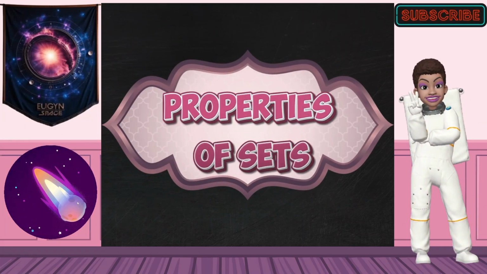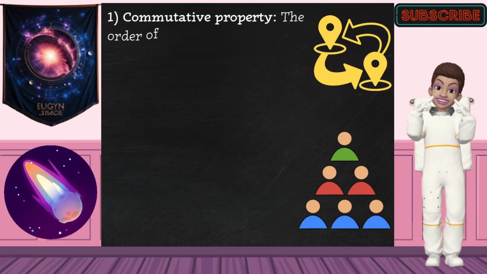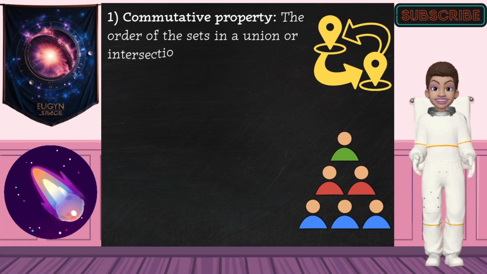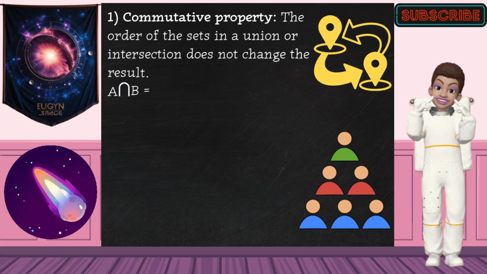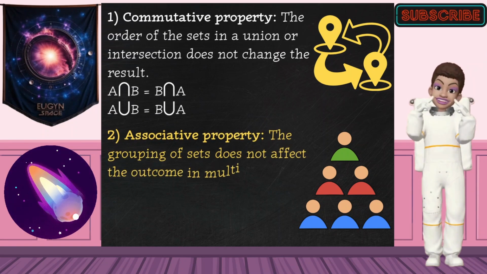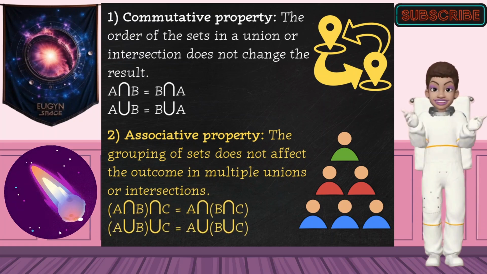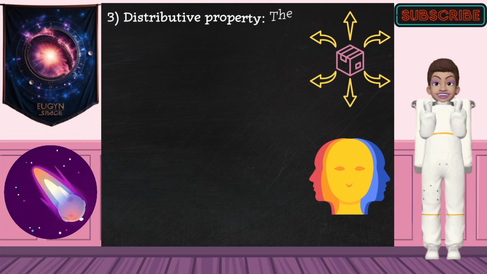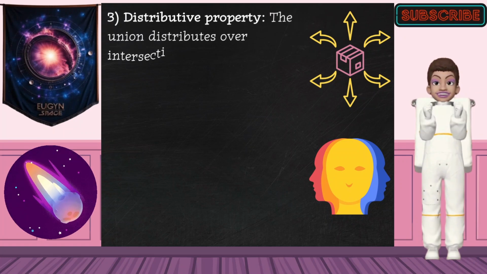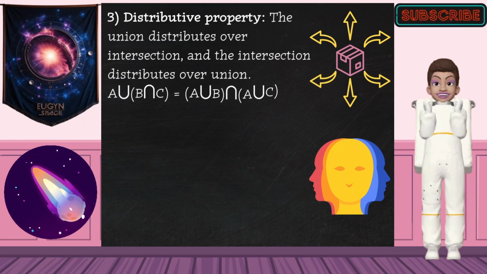Properties of sets. 1. The commutative property states that the order of the sets in a union or intersection does not change the result. 2. The associative property states that the grouping of sets does not affect the outcome in multiple unions or intersections. 3. The distributive property states that the union distributes over intersection and the intersection distributes over union.